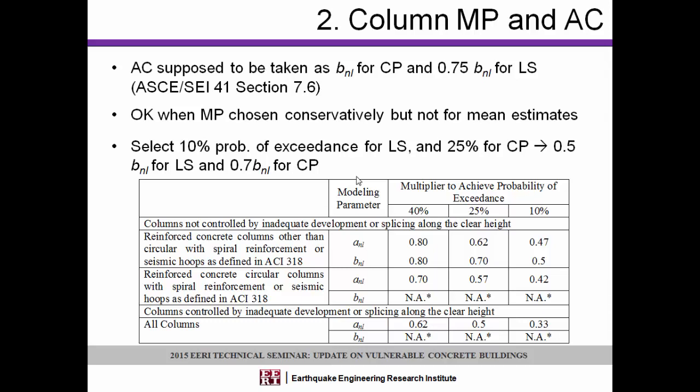As I mentioned, instead of percentages, instead of saying, okay, well, acceptance criteria is 75% of a or b, we're trying to get probabilities of exceedance.